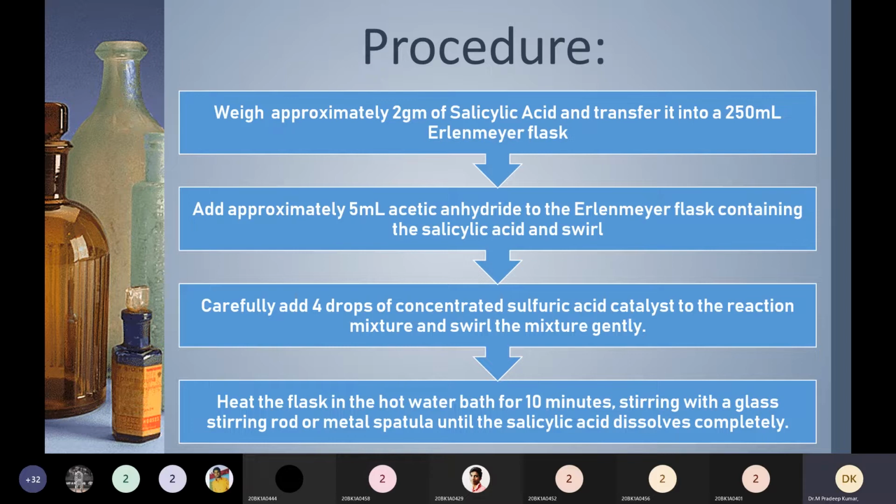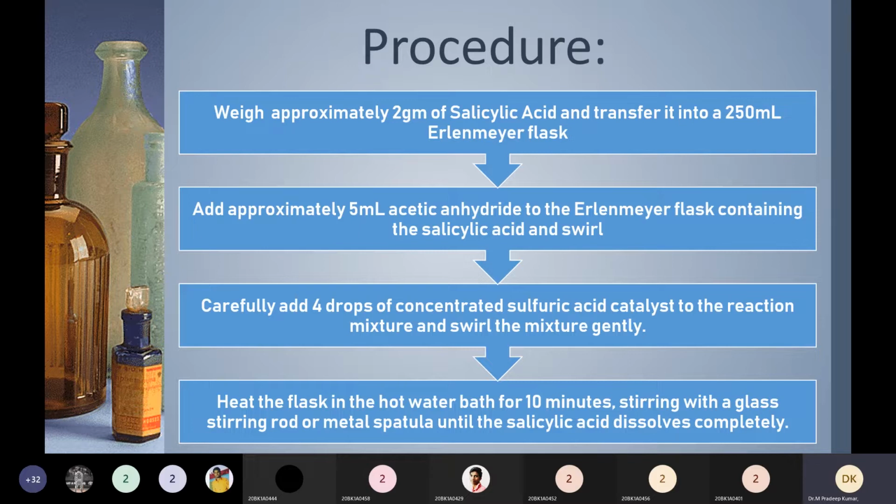Weigh approximately 2 grams of salicylic acid and transfer it into a 250 ml Erlenmeyer flask or volumetric flask. Conical flask, you can write. Weigh approximately 2 grams of salicylic acid and transfer it into a 250 ml or 500 ml flask, any size we can use. The bigger one also we can use. A 250 ml conical flask. The actual name is Erlenmeyer flask, but we call it conical flask.